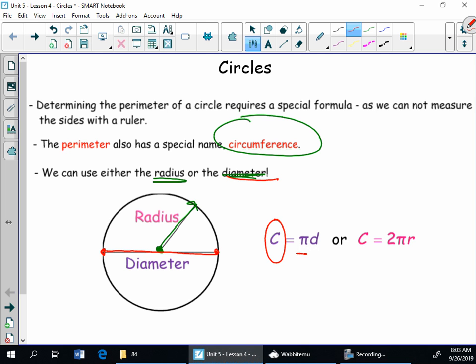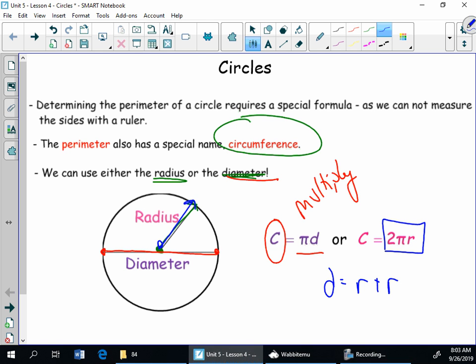Circumference is pi times d. When things are stuck together, it means they're going to multiply. Or you could use 2 pi times r. And the reason that formula works is the diameter is always 2 radiuses. Look at your picture here, right? Here's one radius, and here's another radius. That's all the way across the circle, in other words, the diameter. Doesn't really matter which one you use. They work the same way.